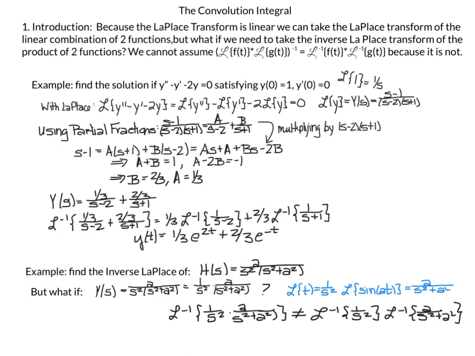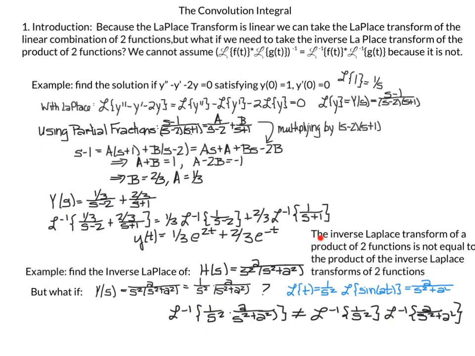So that's good news. However, I cannot say that the inverse Laplace transform of the product of 2 functions is the product of the two inverse Laplace transforms. In other words, the inverse Laplace transform of 1 over s squared times a over s squared plus a squared does not equal the inverse Laplace transform of my first function times the inverse Laplace transform of my second function. Linearity does not apply to the product of 2 functions. You can pull out scalar multiples, but not entire functions. And I have this inequality written in words here.